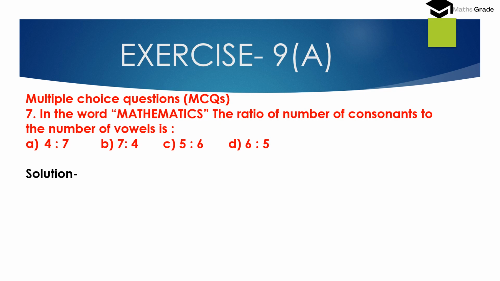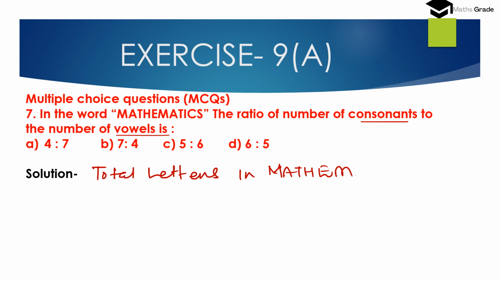Now we will solve question number 7. In the word mathematics, the ratio of number of consonants to the number of vowels is, the options are 4:7, 7:4, 5:6, 6:5. So total letters in the word mathematics is 1, 2, 3, 4, 5, 6, 7, 8, 9, 10, 11.